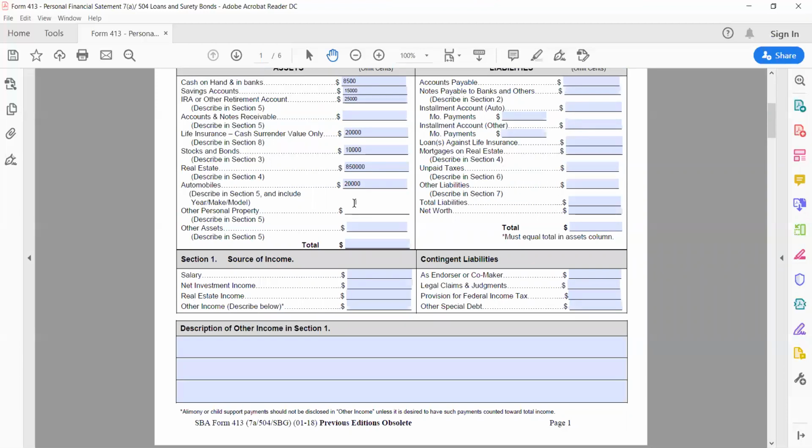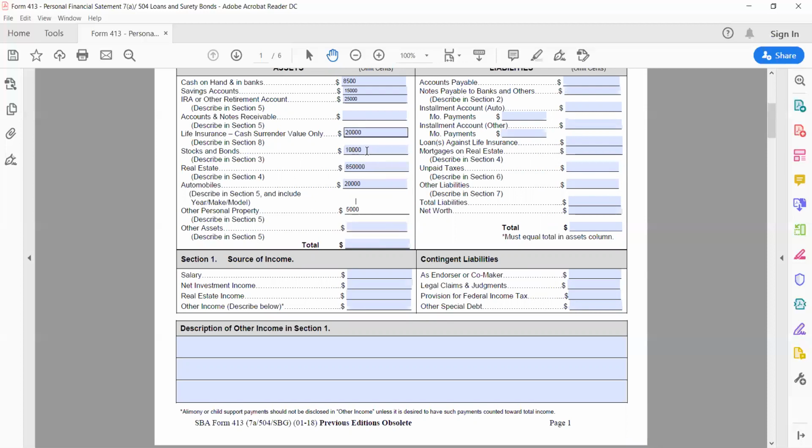Other personal property. This is antiques, other items that I have possession of that have some marketable value if I were to liquidate. Maybe some comic book collection, something else that I'm able to sell.